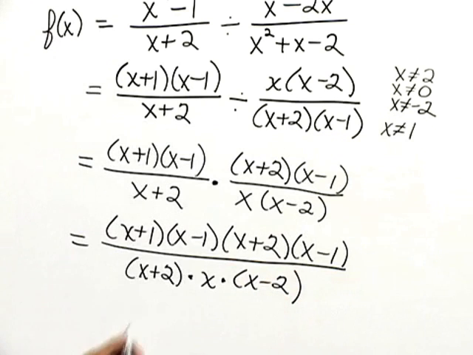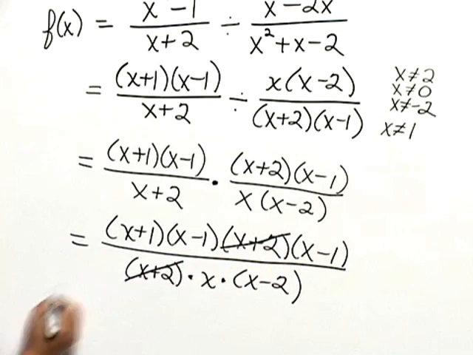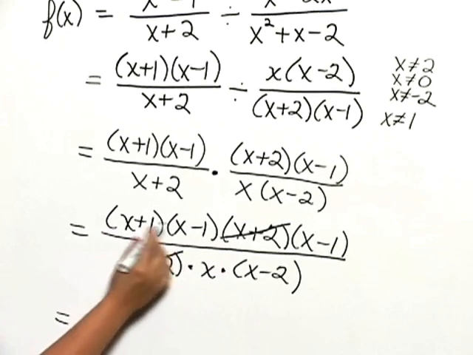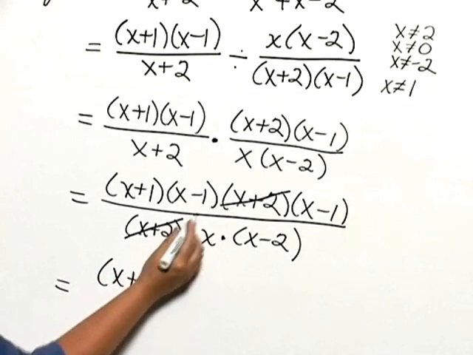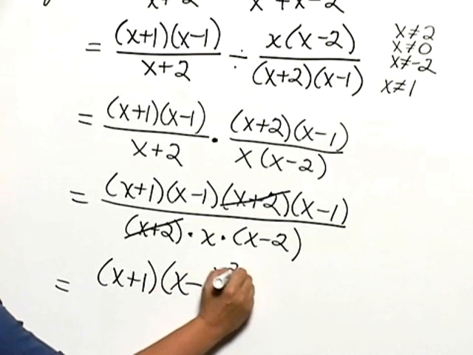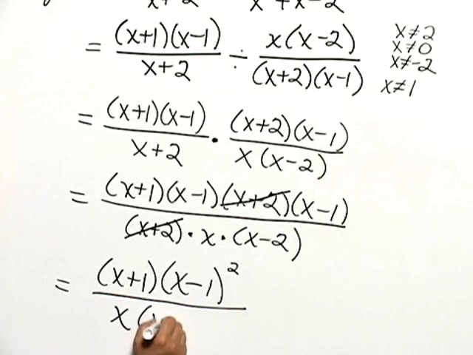Now, are there any factors in common with the numerator and denominator? Yes, I see a factor of x plus 2 in the numerator and denominator, so I can remove that factor, since it's equal to 1. And I don't see any other factors common to numerator and denominator. So I can write the numerator then as x plus 1, and there are two factors of x minus 1, so I can write that as x minus 1 squared. And the denominator then as x times x minus 2.